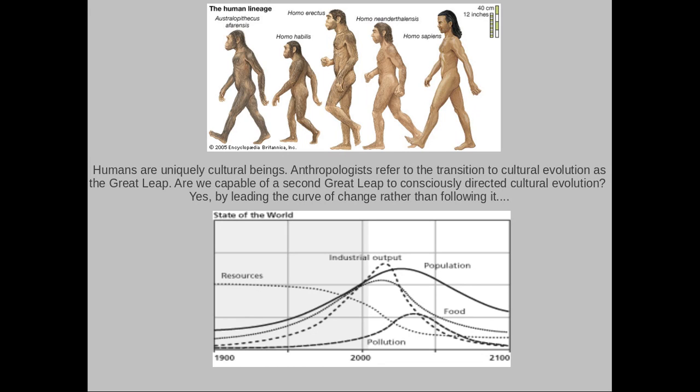So other animals possess a small amount of culture. Humans are the only animal on the face of the earth whose evolution is primarily cultural rather than biological. We still evolve biologically in a very slow process, but cultural evolution is a very fast, very powerful process. That transition from biologically based evolution to cultural evolution was called the Great Leap. That's one phrase that anthropologists use to refer to it. Are we capable of a second great leap to consciously directed human cultural evolution?